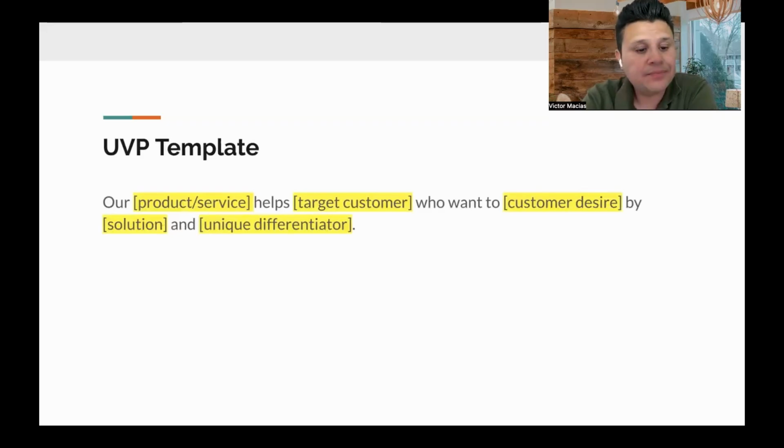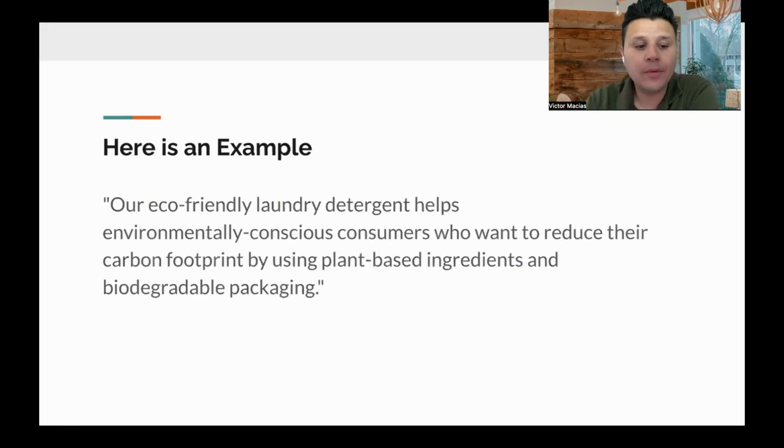Here is the template. So our product or service helps customer who want the desire buy your solution and makes it unique. Here's an example. Our eco-friendly laundry detergent helps environmentally conscious consumers who want to reduce their carbon footprint by using plant-based ingredients and biodegradable packaging. That is an effective UVP.